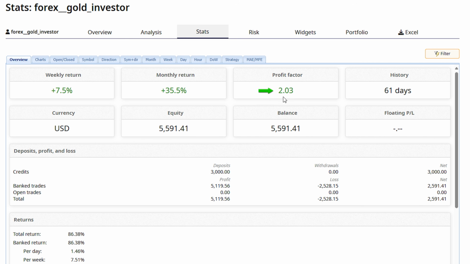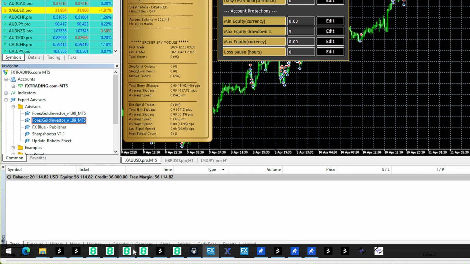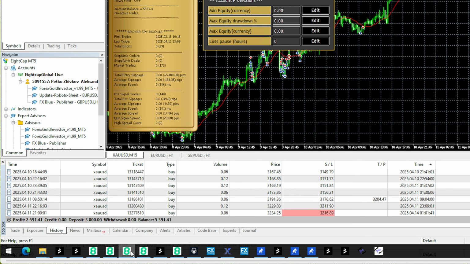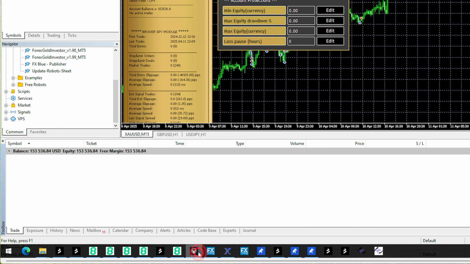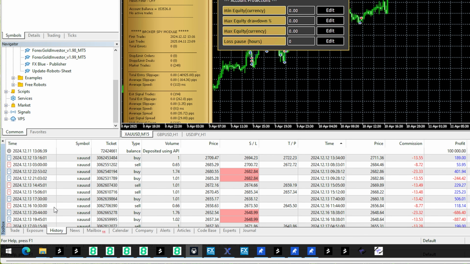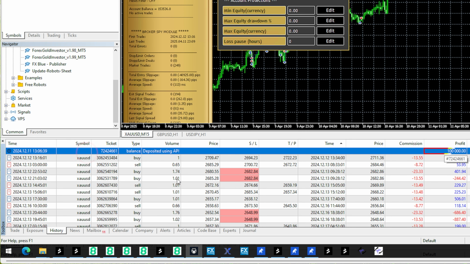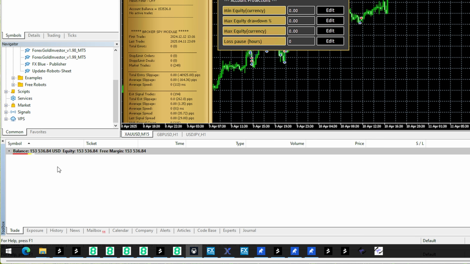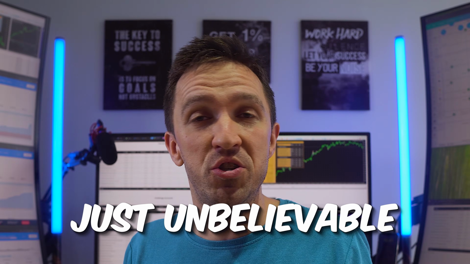The profit factor is above 2, and I have this live account on the same VPS. If I show it to you right in here, you will see that it's a live account, and you will see what the profit is in the account, what's the deposit, and the current balance. I have it on the X account, where it made above 50%. The initial balance, as you know, with X is 100k. It's right in here, and now I have a balance of $153,000, which is just unbelievable.